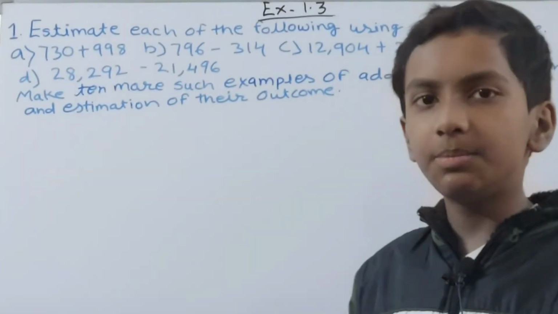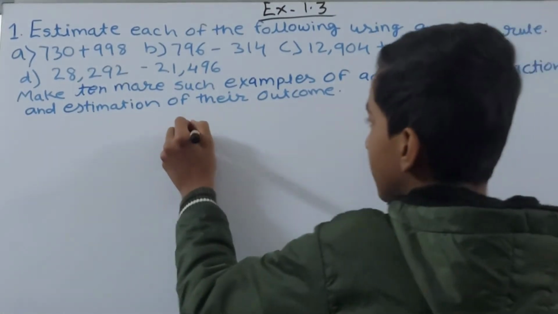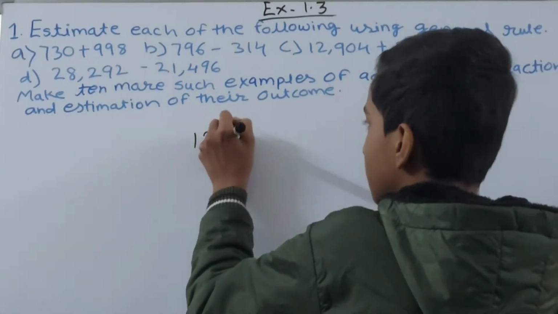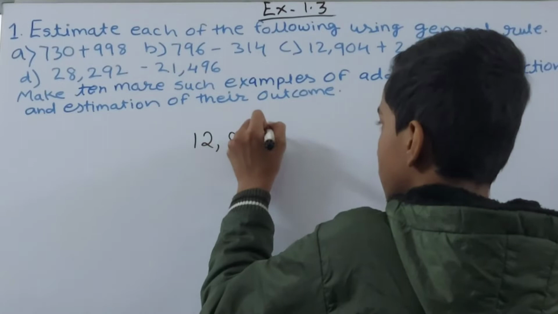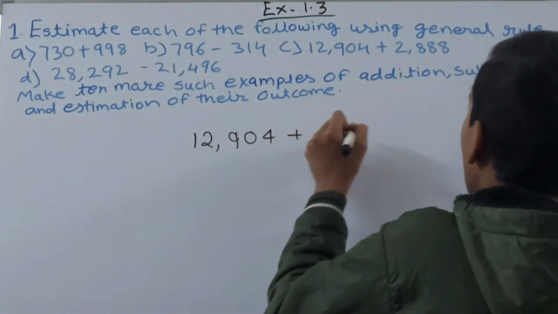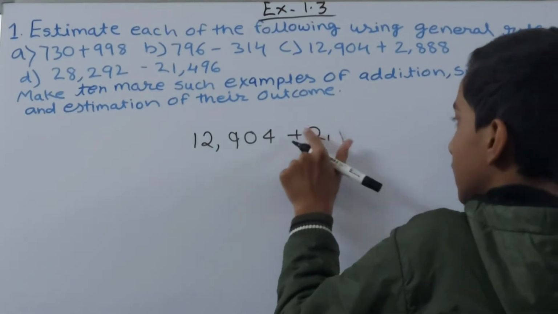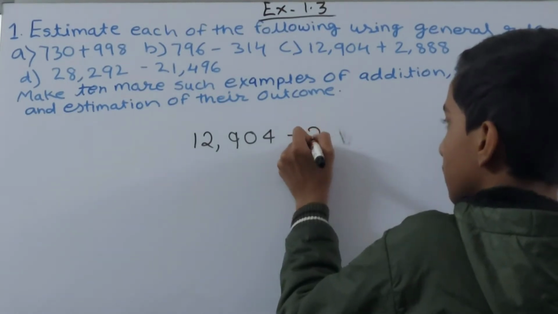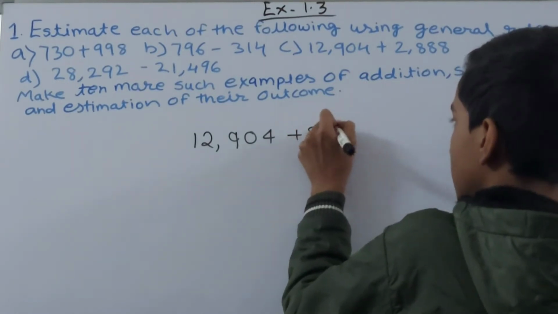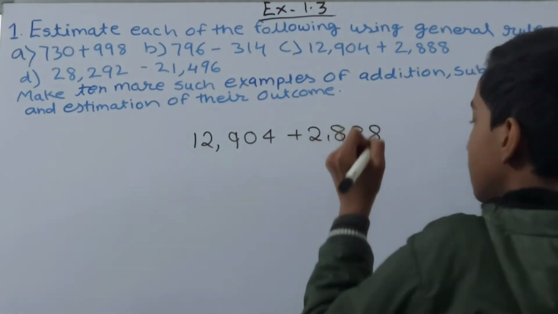Now we will solve the C part. This is 12,904 plus 2,888. Okay, so 2,888, 8 and 8. Now again we will solve it.